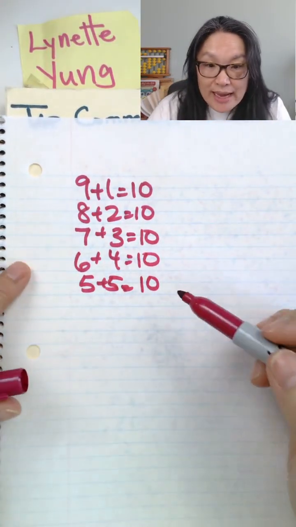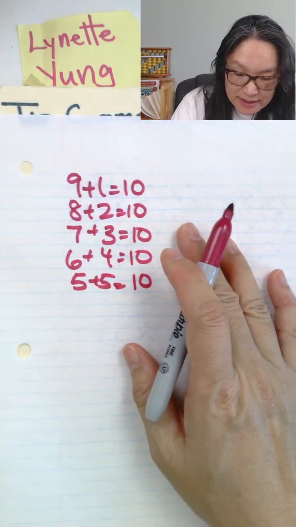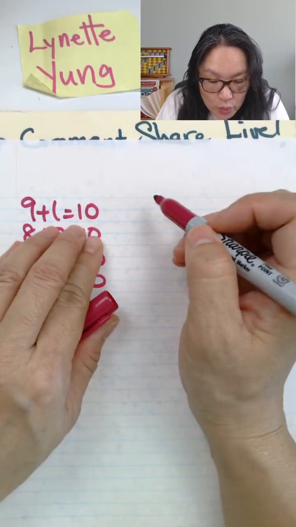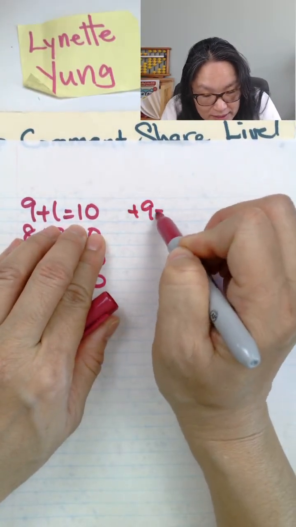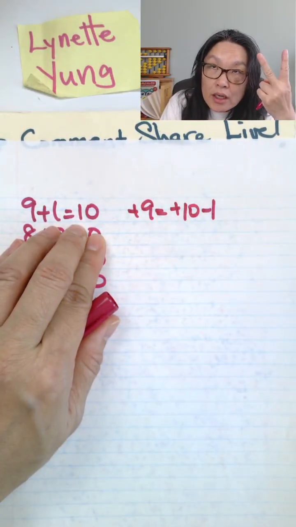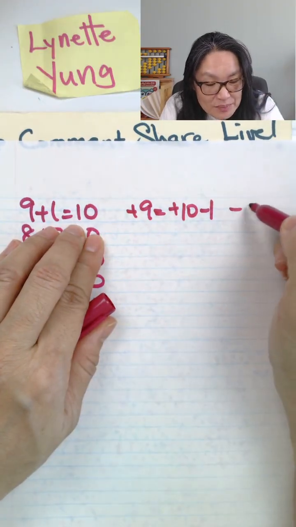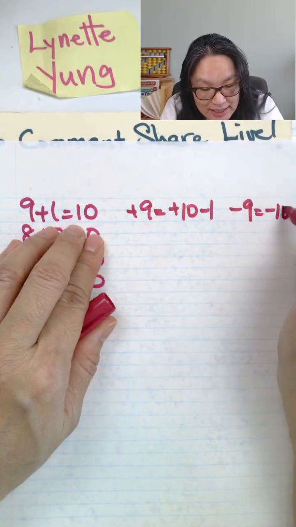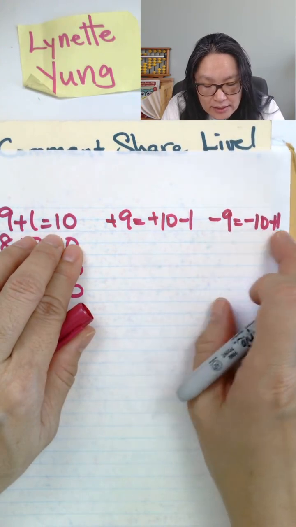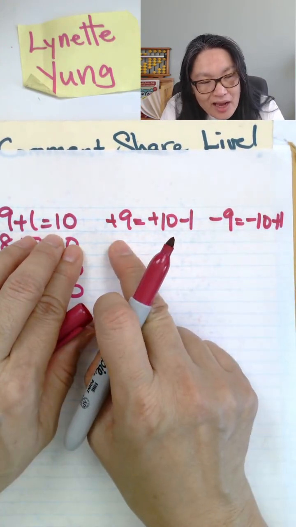When we do it in abacus, this is why we need to know how to make a 10. We know that we could do plus 9 is equal to plus 10 minus 1. Not the inverse, because the inverse is minus 9 is equal to minus 10 plus 1. So the inverse is that. It's not the reverse.